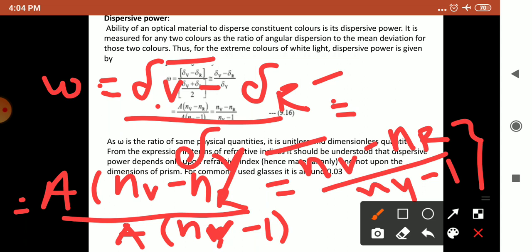From this expression in terms of refractive indices, it should be understood that dispersive power depends only upon the refractive index and not upon the dimensions of the prism. For commonly used glasses, it is around 0.03. So this is about thin prisms, then angular dispersion, mean deviation and dispersive power.